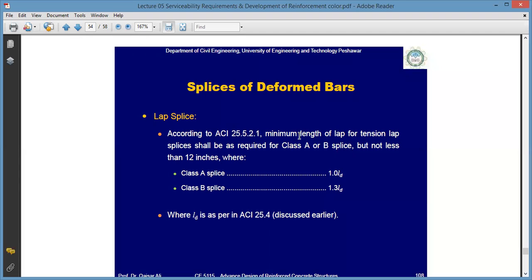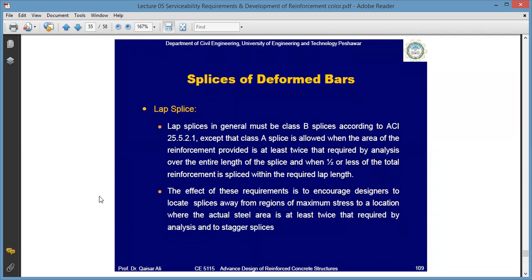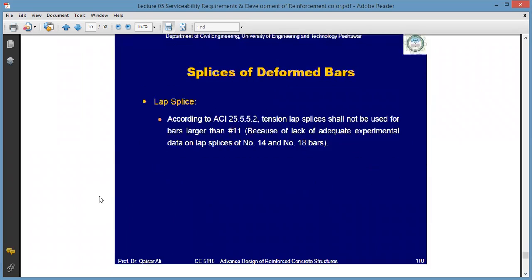For the lap splice, according to this provision, the minimum length of lap for tension lap splice shall be as required for class A and B splice, but not less than 12 inch. So for class A splice, it should be 1 times development length. For class B splice, it should be 1.3 times development length. Development length we already discussed earlier. Splices for the bars, so just read out this discussion.